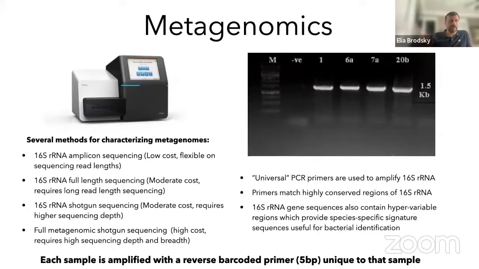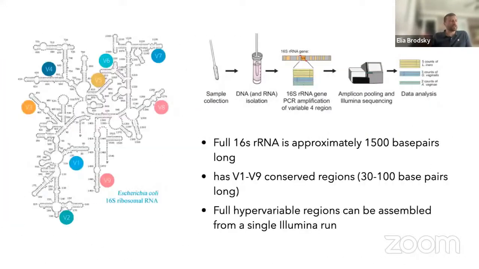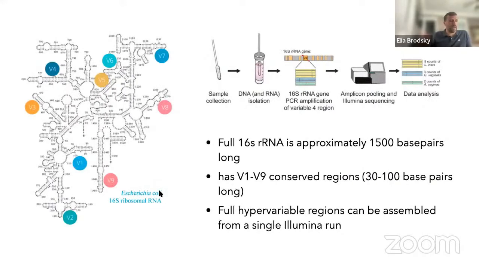Why is that? The reason is because here you can see the 16S ribosomal RNA gene. It folds into a structure and has what are called different regions. These V1 to V9 are the different regions. The full gene is approximately 1,500 base pairs long, but it also has specific conserved regions. These regions that we see poking out are conserved, and those are between 30 and 100 base pairs long. In between, you have variable regions, and then you have conserved regions.